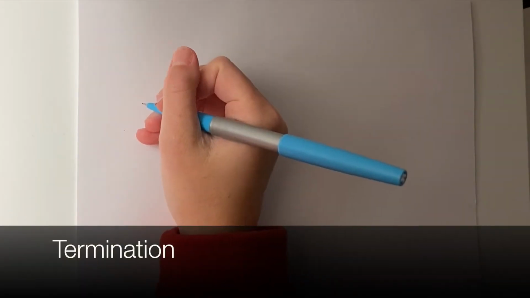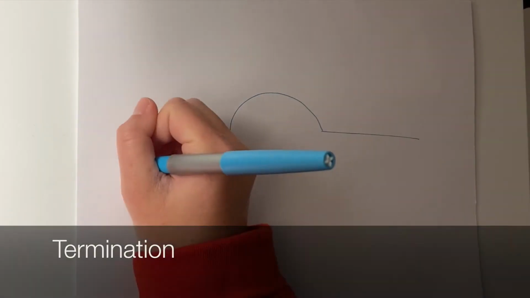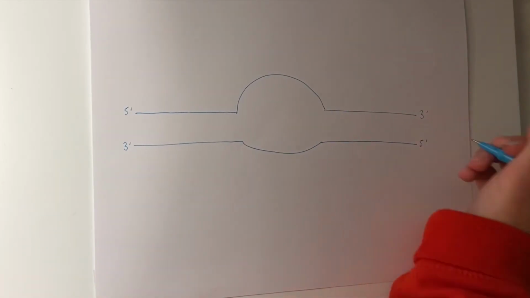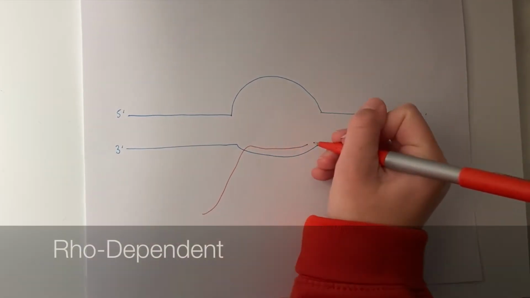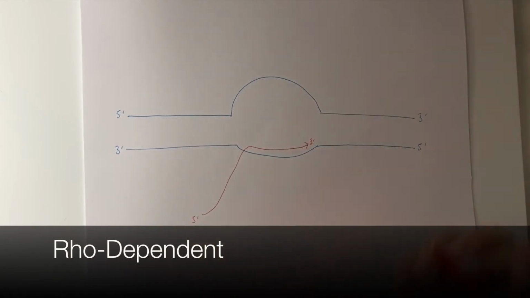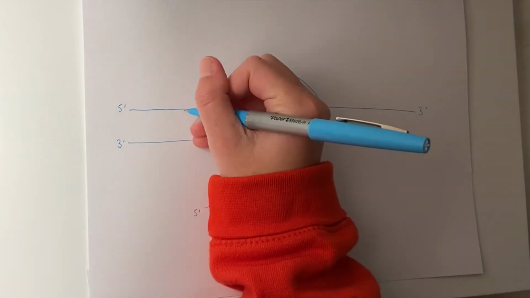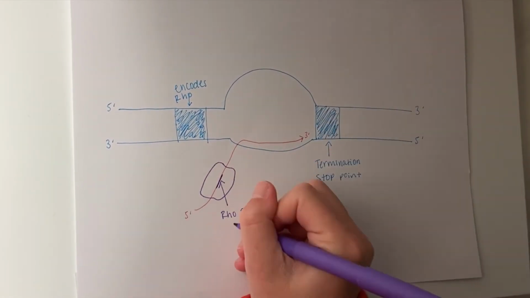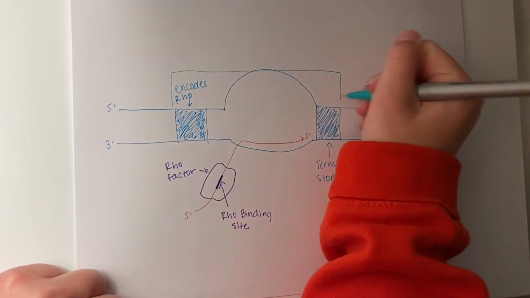Termination occurs when RNA polymerase receives a signal from a terminator to stop transcribing. There are two types of termination, rho-dependent and rho-independent. In rho-dependent termination, there is a binding site for a rho factor protein. When the rho factor binds, it will follow the RNA chain up to the RNA polymerase and will eventually pull the RNA chain away from the DNA template strand, which releases the RNA and causes termination.